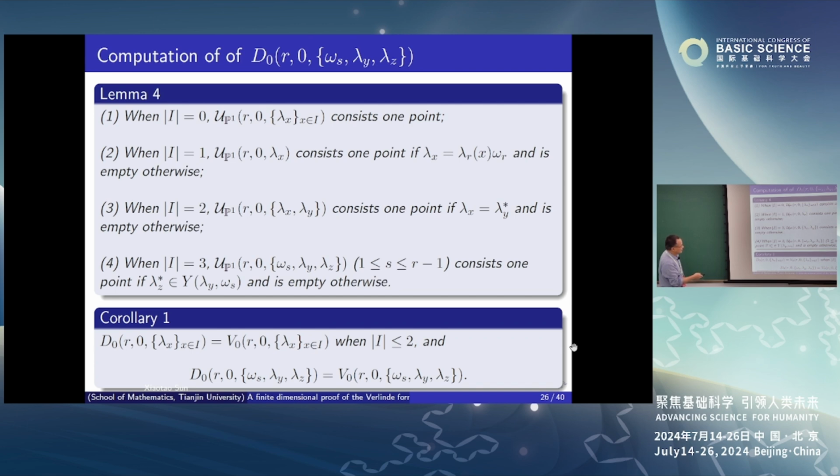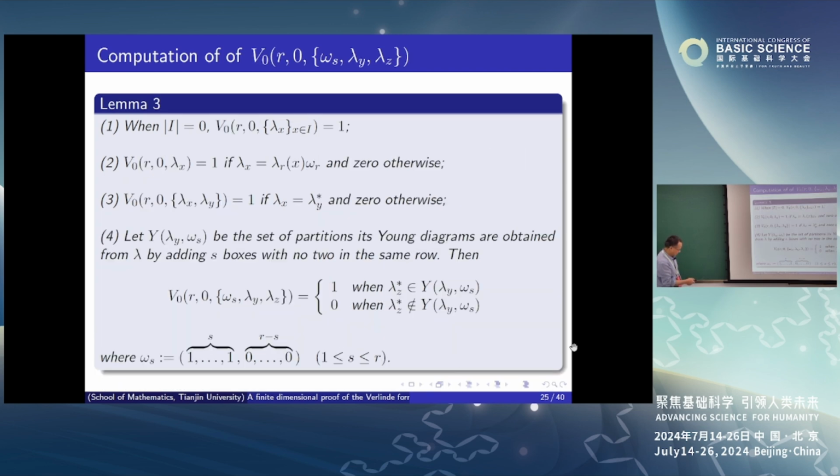This equality means that these two representations are dual to each other. So in this case it's 1 point. Otherwise it's empty. There are no such semi-stable parabolic bundles on P1. So for 3 points, we can also prove that it's 1 point if this partition belongs to this set. This set appears in representation theory in many cases.